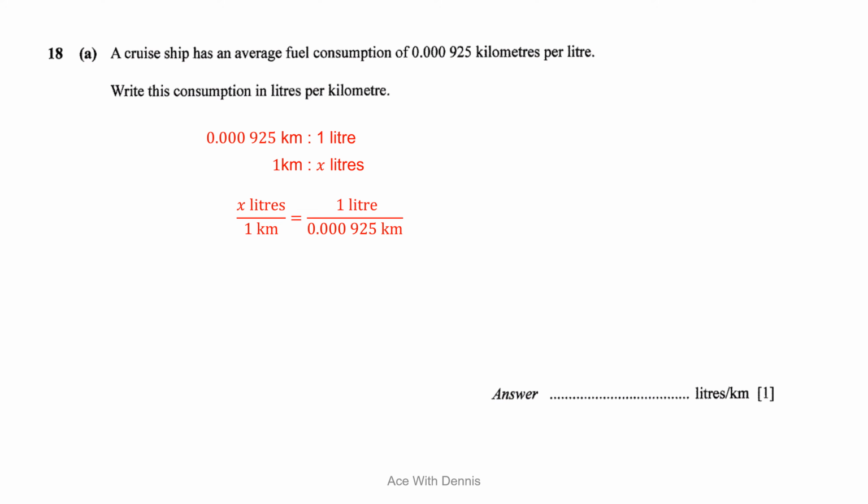x liters to 1 kilometer equals 1 liter over 0.000925 kilometers. So the x will be 1 over 0.000925, which is 1081 3/37 liters per kilometer. So 1081 and 3 over 37 liters per kilometer is the answer.